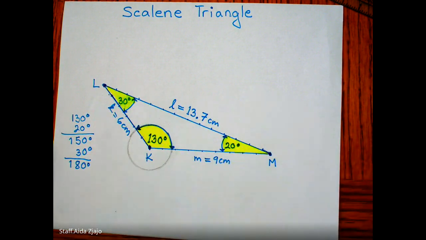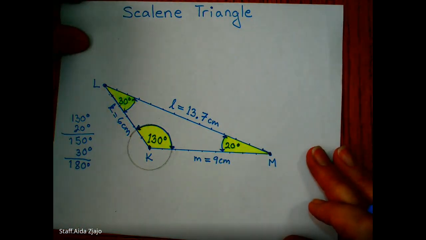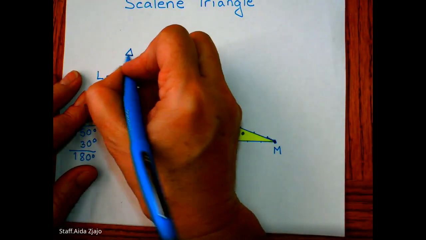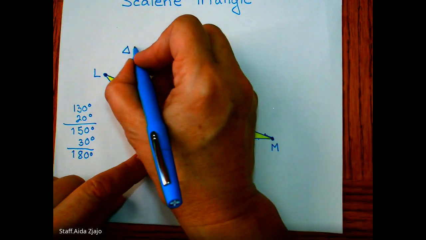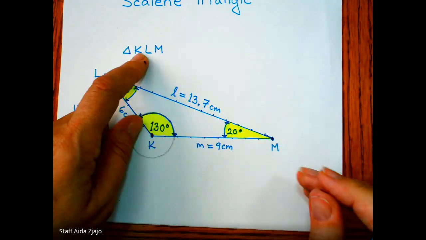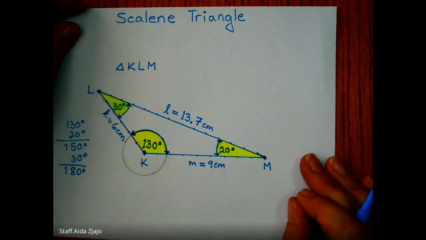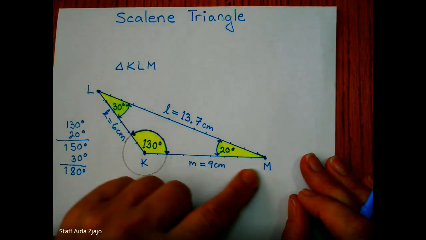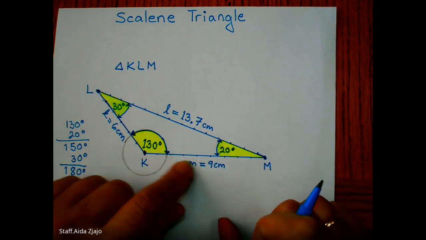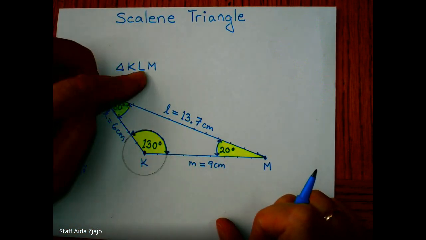So if we want to label, we can label this triangle with the triangle symbol and KLM. So triangle KLM is a scalene triangle. When we classify it by sides, none of the sides are the same, and that is a scalene triangle.